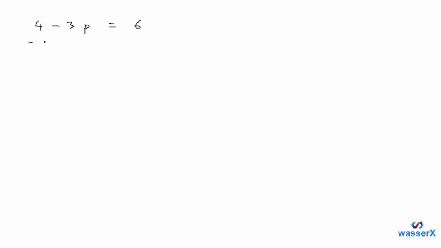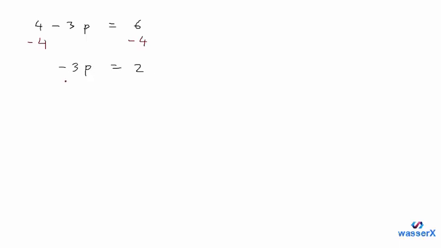So you subtract 4 from both sides. 4 minus 4 is 0. Minus 3p is equal to 6 minus 4, which is 2. Now at this point, you want to tell yourself minus 3 or negative 3 times a number is equal to 2. I need this number. I don't need negative 3p, I just need p.